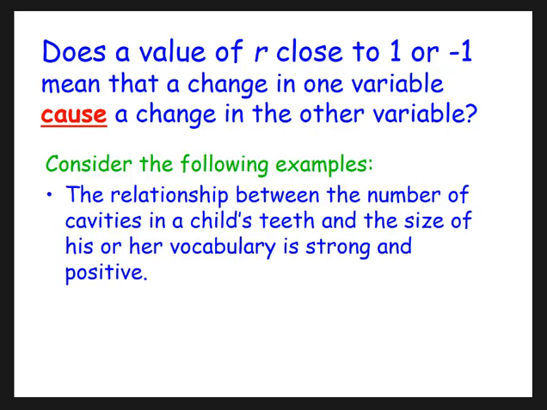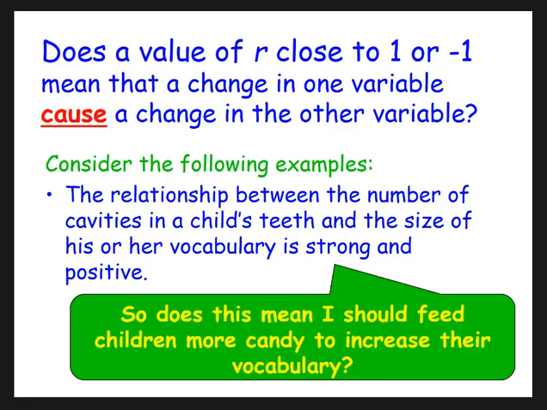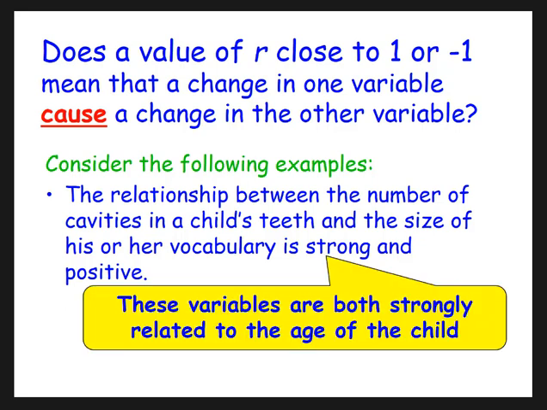So consider the following examples. The relationship between the number of cavities in a child's teeth and the size of his or her vocabulary is a strong positive relationship. Does this mean that increasing the vocabulary changes their teeth? No, of course not. Both variables are strongly related to the age of the child. As the child gets older, they're going to have more cavities and a larger vocabulary.